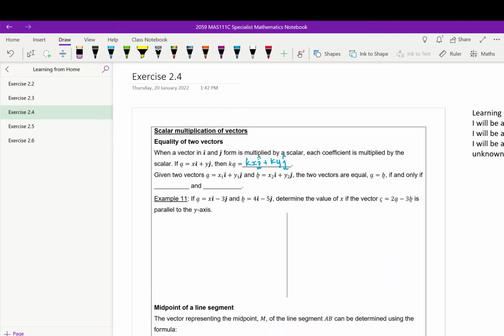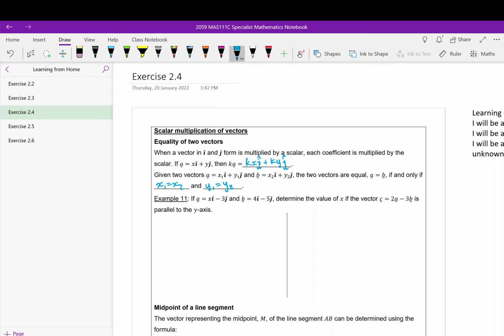Given two vectors, a and b, the two vectors are equal if and only if their x components are equal and their y components are equal. So let's take a look at this in an example.